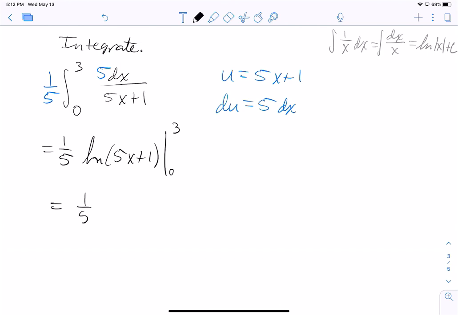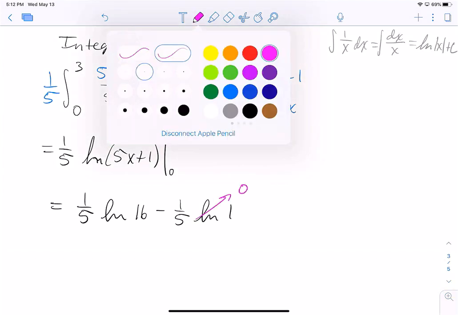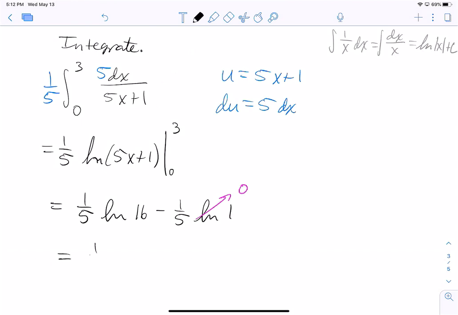So we have 1/5 times the natural log of 16 minus 1/5 times the natural log of 1. But you may recall the natural log of 1 is 0. Therefore, we get 1/5 times the natural log of 16. Now we did that looking through the lens of a u substitution, but we didn't actually perform the u substitution. Let's see what it would look like if we had.